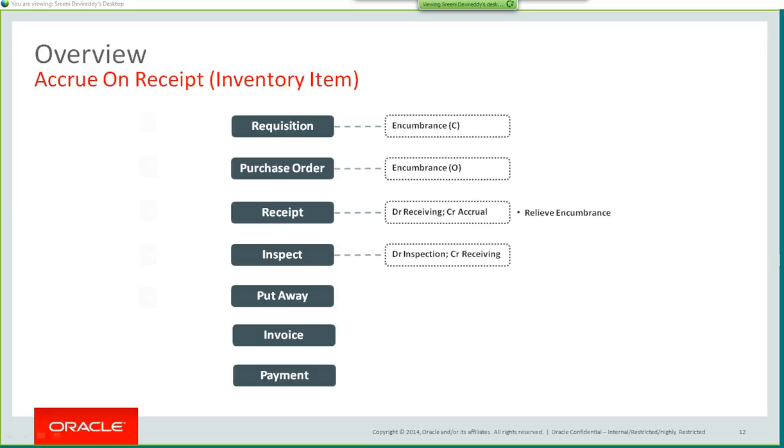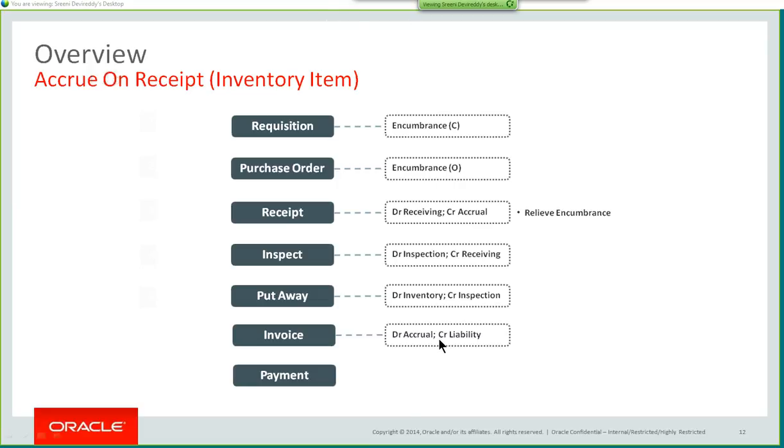Now when you inspect, the goods are moving from receiving to inspection. So receiving is knocked off and inspection is booked, right? After you inspect them, assuming that you are going to accept them and deliver to inventory, the inspection account is knocked off and the inventory account is booked. So you are hitting the inventory finally. You're sending the goods to the inventory, so the inventory account gets debited.